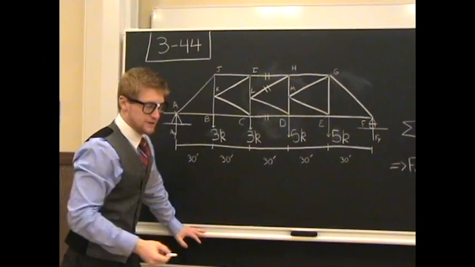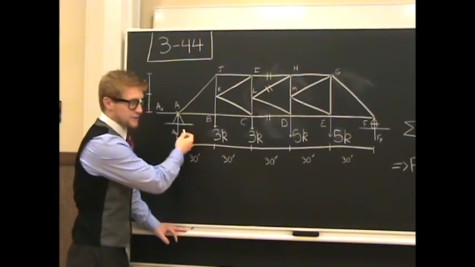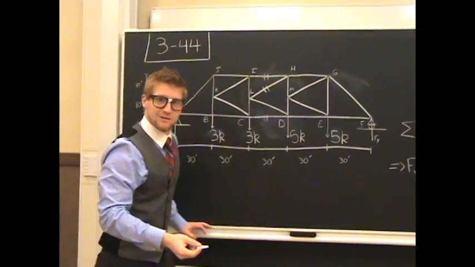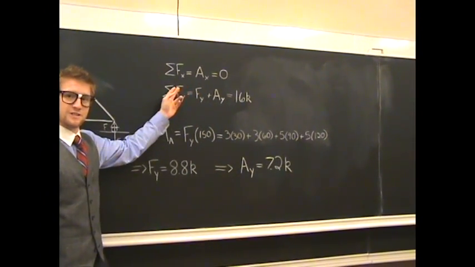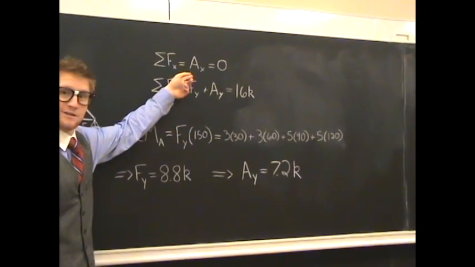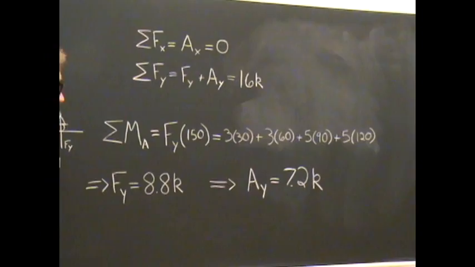The first step is to solve for the reaction forces on the supports of the bridge. Follow me over to my calculations. The first step is to solve for the forces in the x direction, in which there is only one, AX. So we know that AX is just equal to 0.